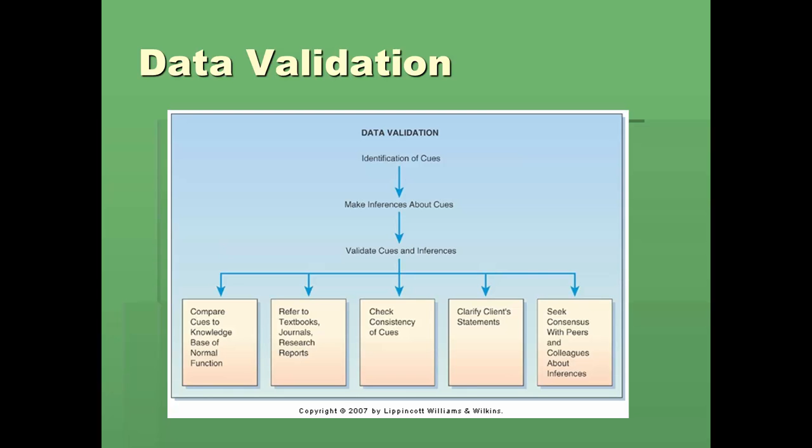So for example, if you take a blood pressure and you get a certain reading and you want to validate an inference that you're making about that, you might retake the blood pressure and double check. So you have multiple measurements of something and check the consistency that way. Oftentimes clarifying client statements will help to validate cues and to validate those inferences. We also want to be using one another. We seek consensus with our peers, with our colleagues about different inferences.